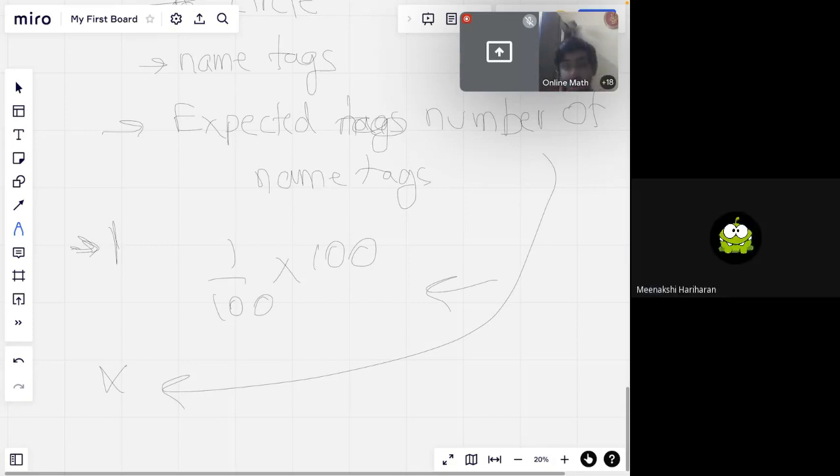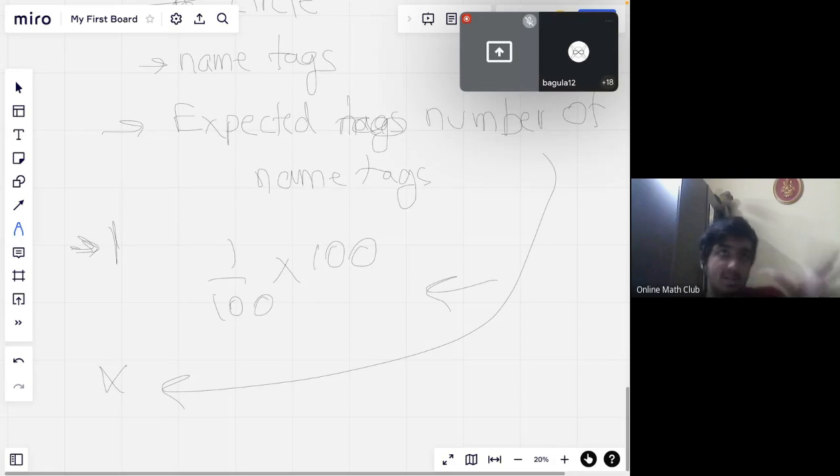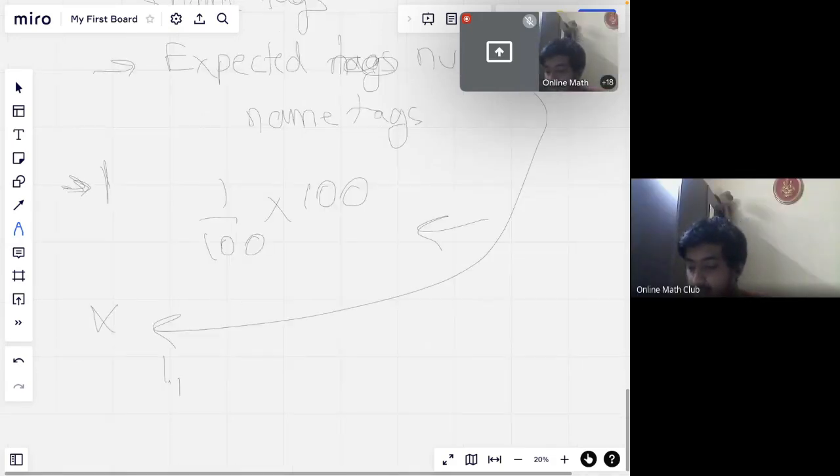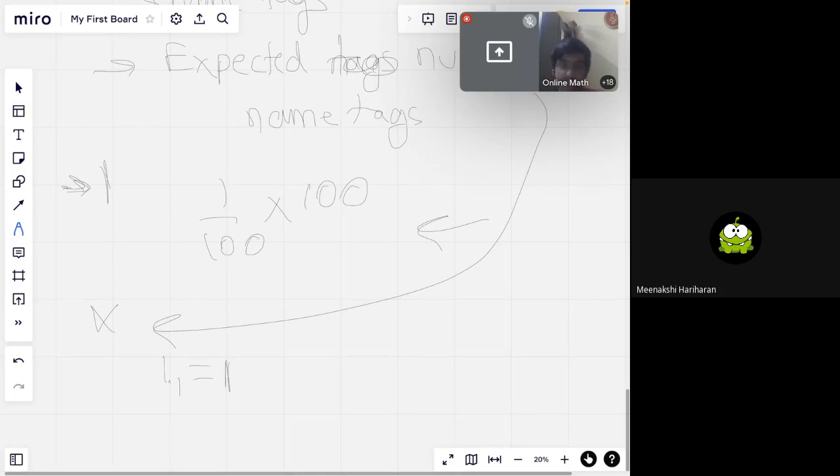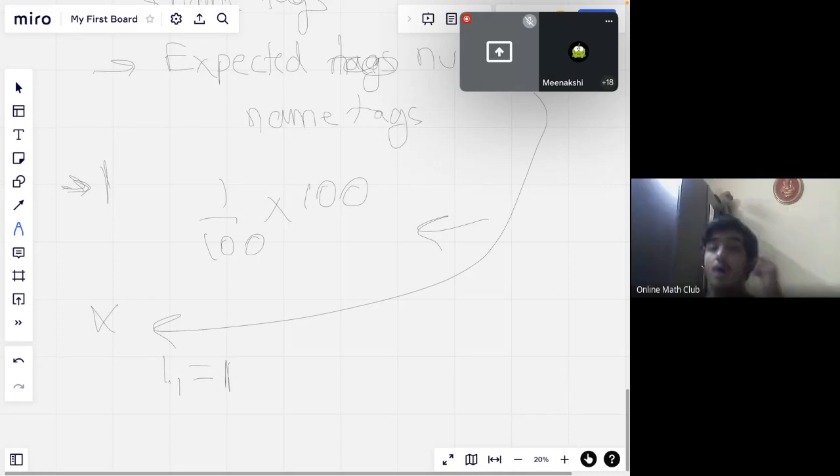The indicator random variable would be 1 if the right person gets his name tag, and 0 if not. Like I1 will be 1 if the first person gets their own name tag. But is it necessarily true that the probability that you get your own name tag is 1 by 100? Because there'll be one person picking it first, and then the probability would reduce. Oh, think of it like this.